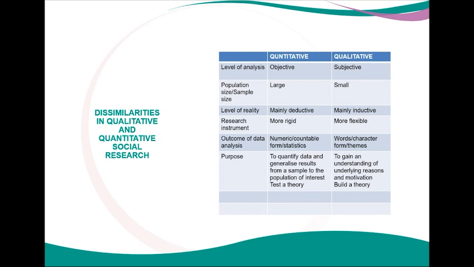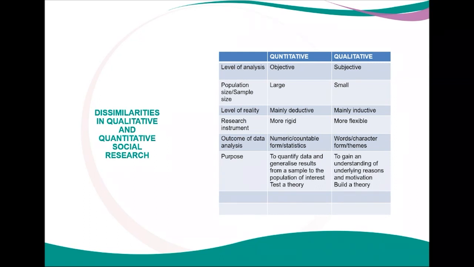And then the purpose of quantitative research is to quantify data and generalize the results from a sample to the population of interest. Another purpose is to test a theory, whereas with qualitative, the aim is to build a theory. They don't test the theory, and the aim is to gain an understanding of the underlying reasons and motivation. That's why I said qualitative researchers look at why people do things the way they do them. So to gain a complete understanding of a phenomenon under study, you can use qualitative research.